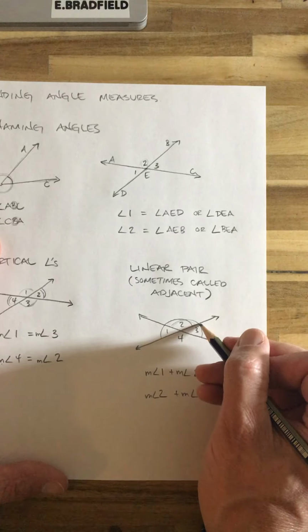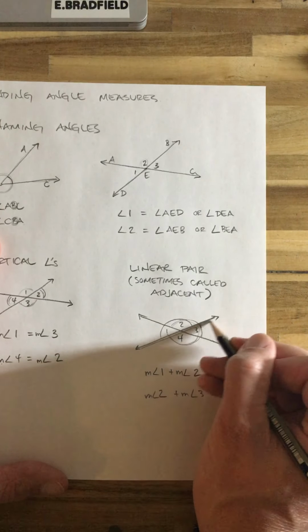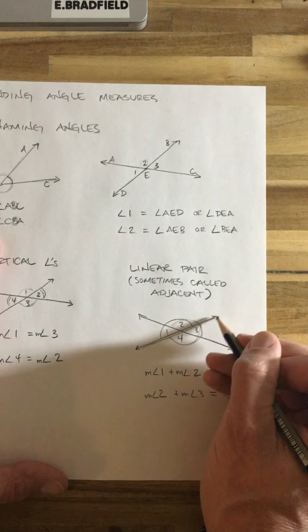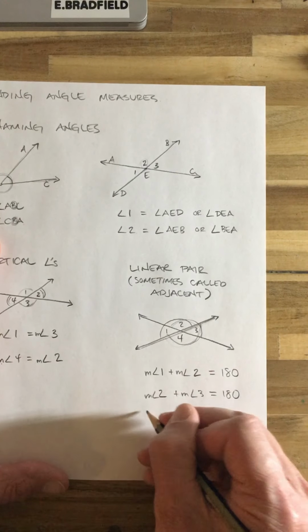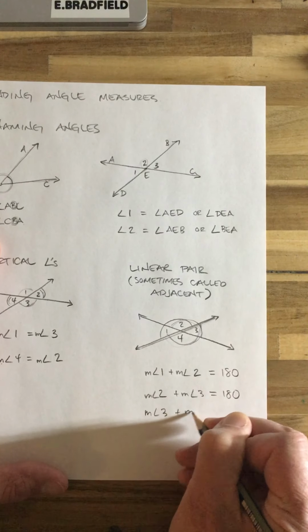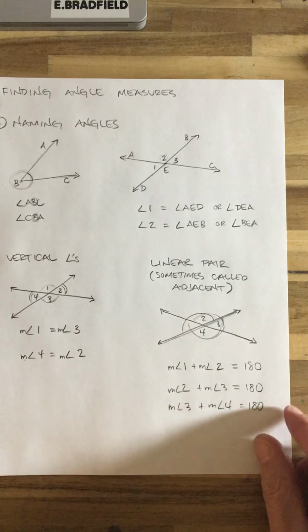What about 3 and 4? Don't they make this straight line right there? Look at 3 and 4. Don't they make this straight line if you open up the angle all the way to there? So the measure of angle 3 plus the measure of angle 4 also equals 180. Do you see another one? There is another one.